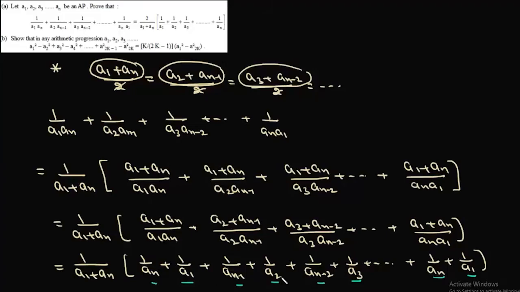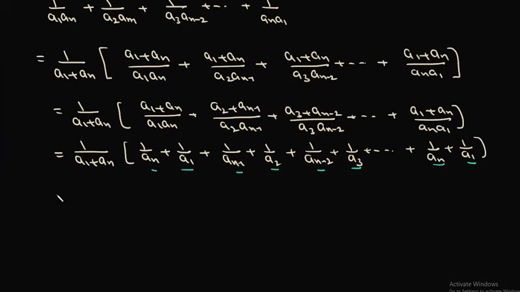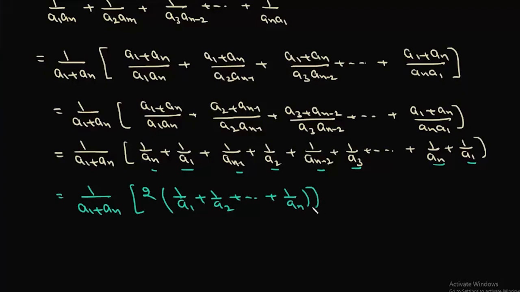So we have the series twice, so we can actually write this as 1 upon a1 plus an, and it will be 2 times 1 upon a1 plus 1 upon a2 up to 1 upon an. So this is equal to 2 upon a1 plus an into 1 upon a1 plus 1 upon a2 up to 1 upon an, which is what we need to prove in this question.